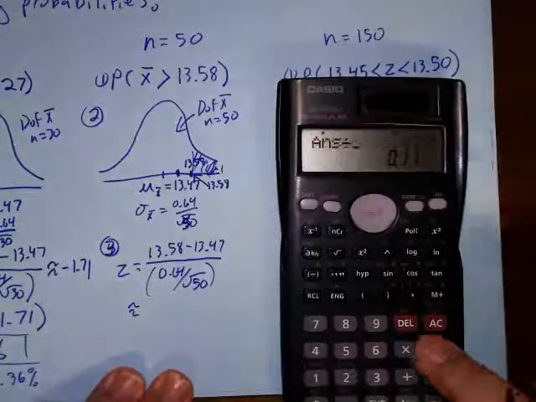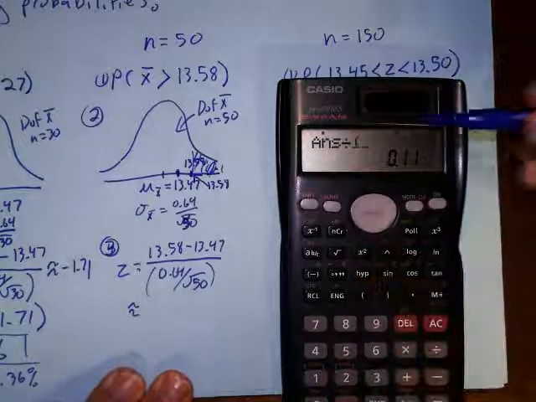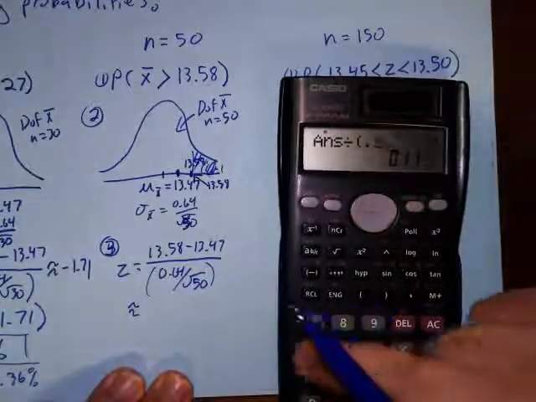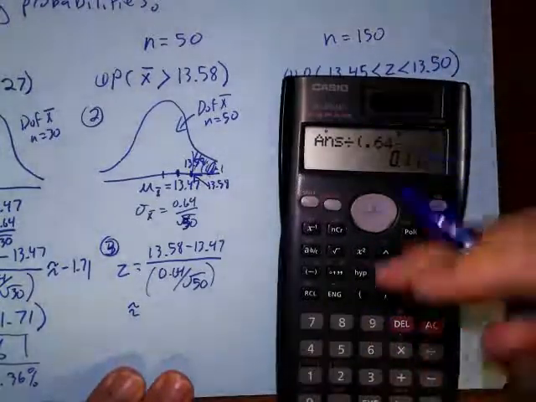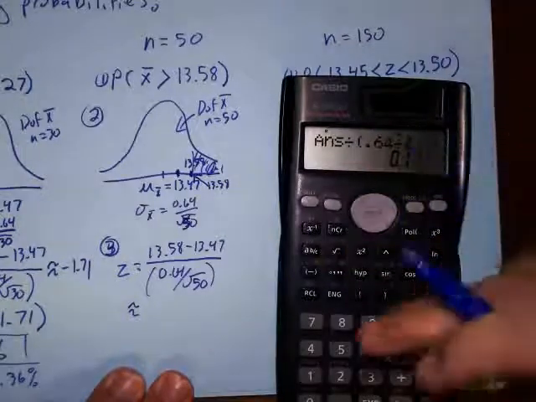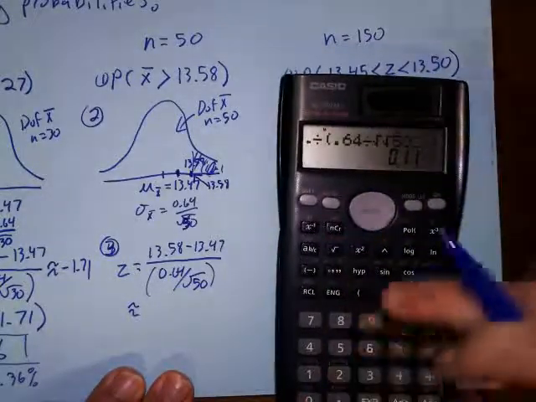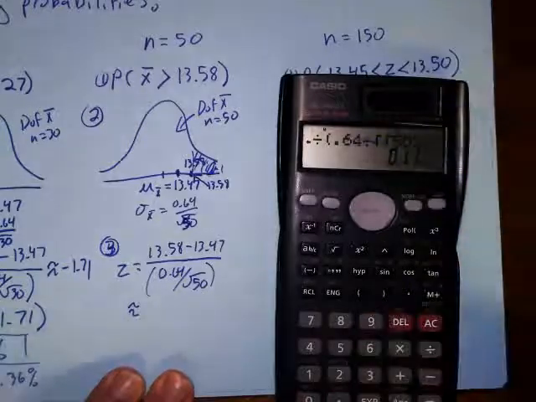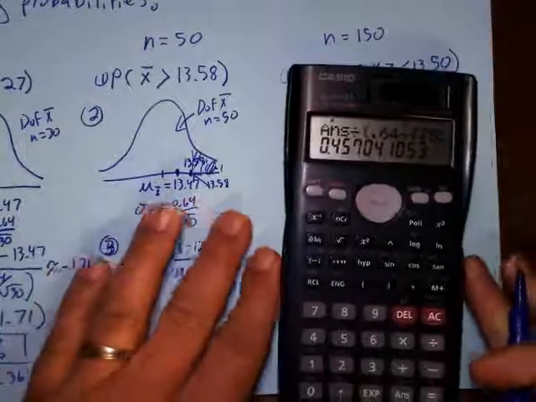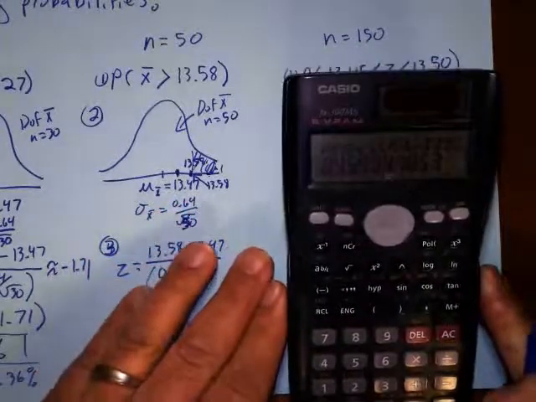Okay, and then I'm going to divide the answer. So it's important that here you put the entire denominator in parentheses. And then I have the square root of 50 this time. And then I get this for my z-score.